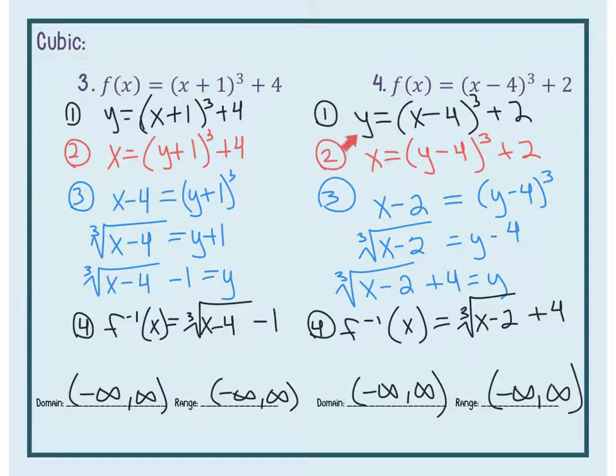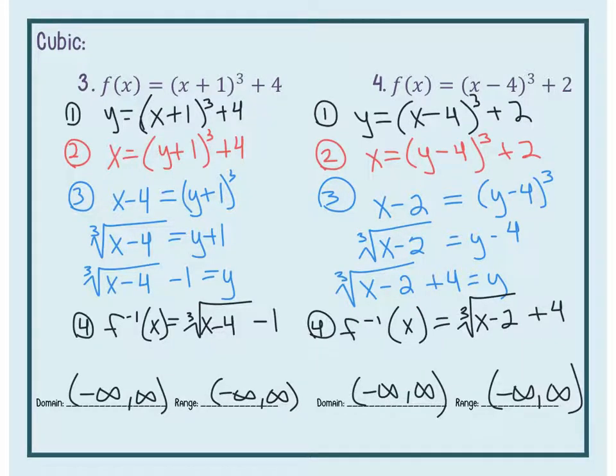Okay, so first I rewrote it. Second, I switched the x and y. Then I had to do PEMDAS backwards. What do I do first? I subtracted 2. Okay, next, to get rid of a cube, I have to take the cube root. So cube root of both sides, and I get rid of the 3. Now I added 4, but that plus 4 had to go after the radical. And there is my inverse equation.